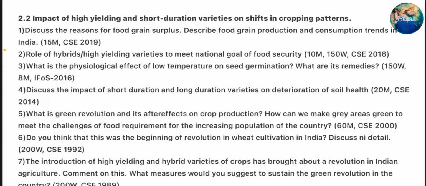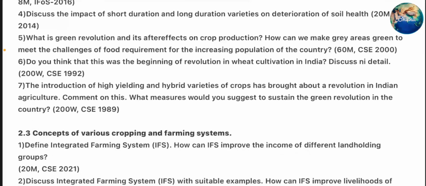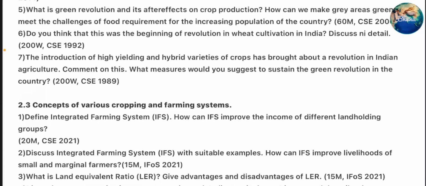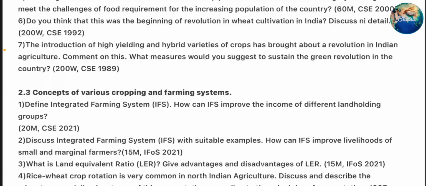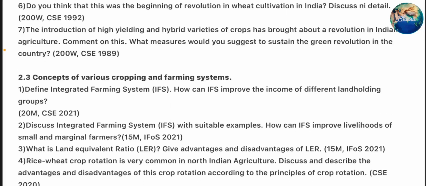Discuss in detail. Question 7. The introduction of high yielding and hybrid varieties of crops has brought about a revolution in Indian agriculture. Comment on this. What measures would you suggest to sustain the green revolution in the country? Next, Chapter 3. Concepts of various cropping and farming systems.